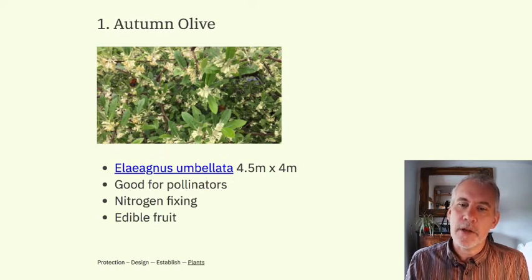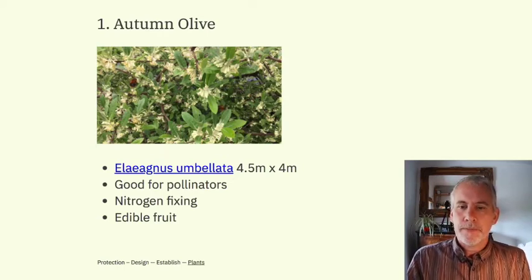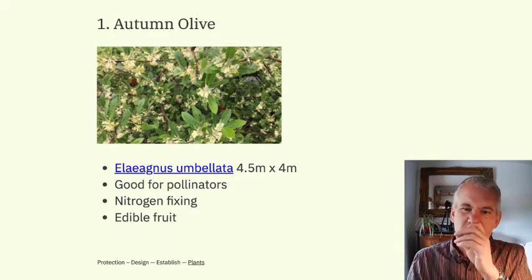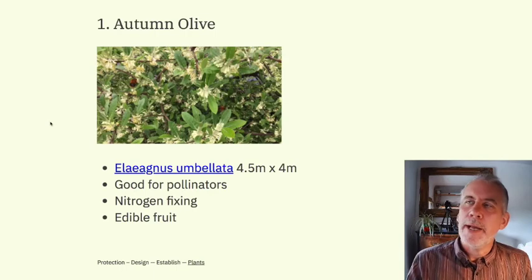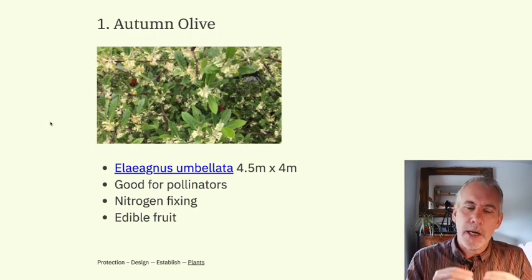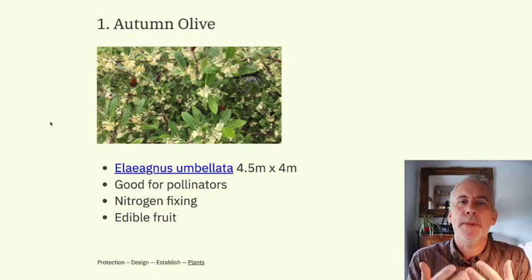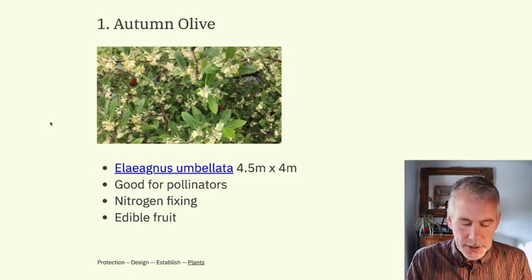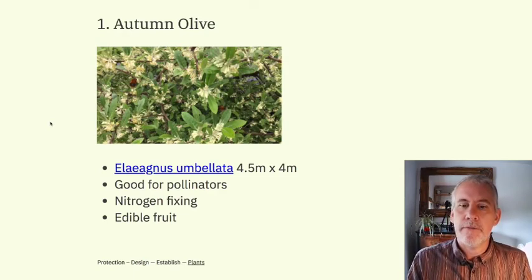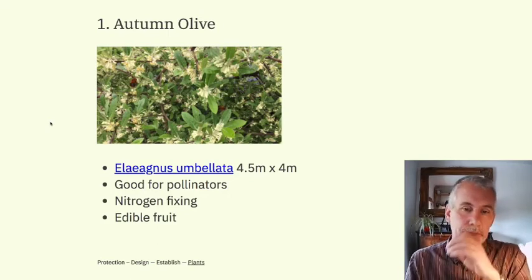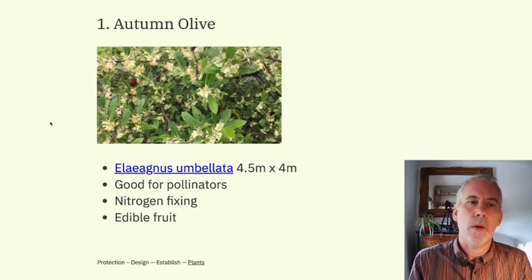Get named varieties if you possibly can. Name varieties, and then propagate your own, because you're going to get a much better fruit crop. If you're just interested in it purely as a windbreak hedge, Future Forest. I got some from Future Forest, and they're really good. Futureforest.ie for autumn olive. Cool.